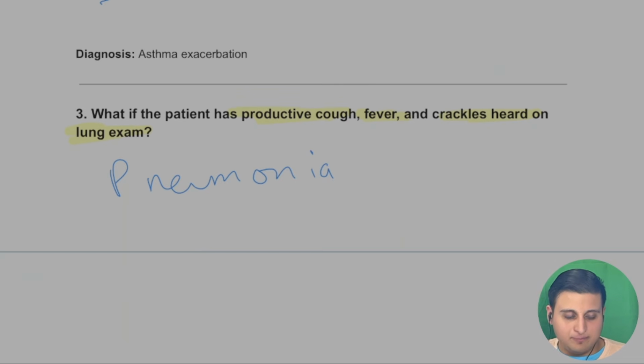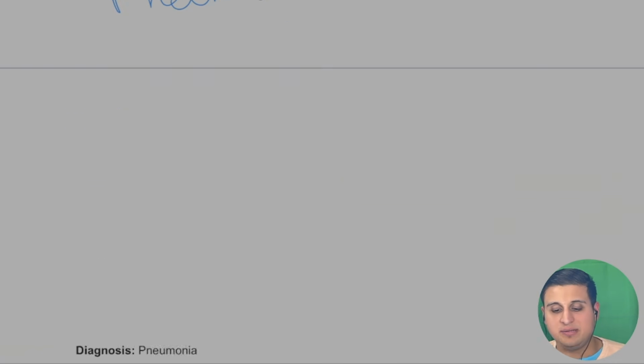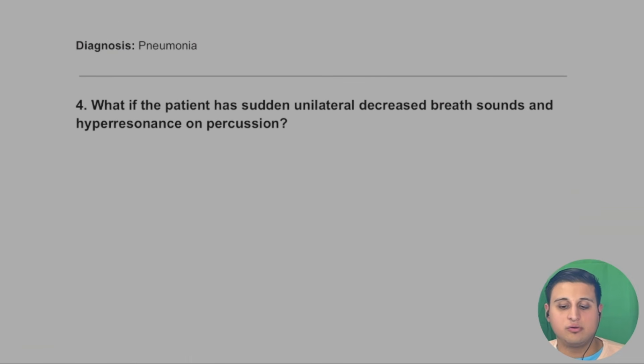But at the same time, for these patients that have whatever these chest conditions are with the lungs, it's going to feel like they can't catch their breath. They're breathing faster and faster and faster, and they still can't catch their breath. So this is why we're going to try to make sure we're differentiating pneumonia versus a PE versus a pneumothorax, etc. What if the patient has sudden unilateral decreased breath sounds, hyperresonance? This is now the pneumothorax again.